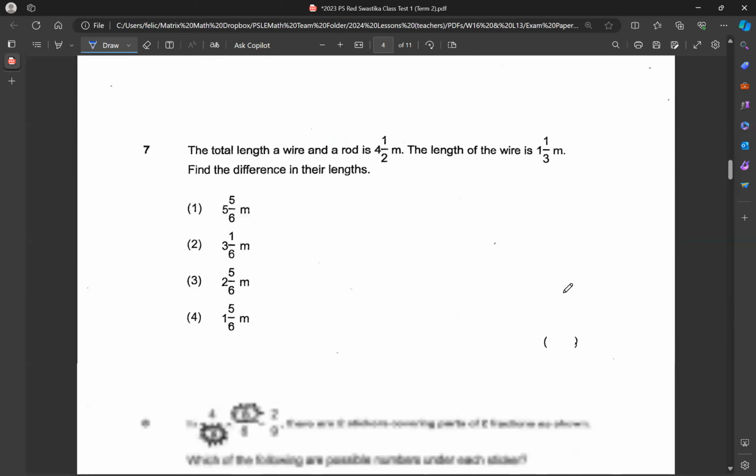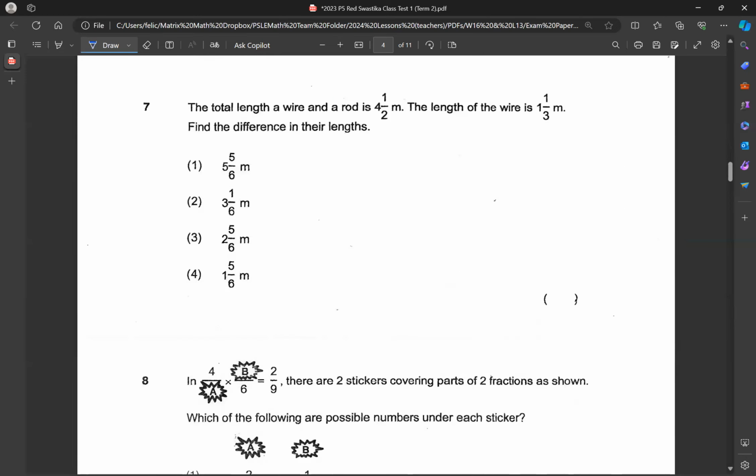Right? Okay, question 7. Okay, so question 7 says total length of a wire and a rod is 4.5 meters. The length of the wire is 1 1/3 meters. So find the difference in the length. Okay, so currently wire is given, total is given. So what we don't have is the length of the rod. I think we need to work this out first. Okay, so since total is given 4.5, you got to subtract this wire away to get the rod.